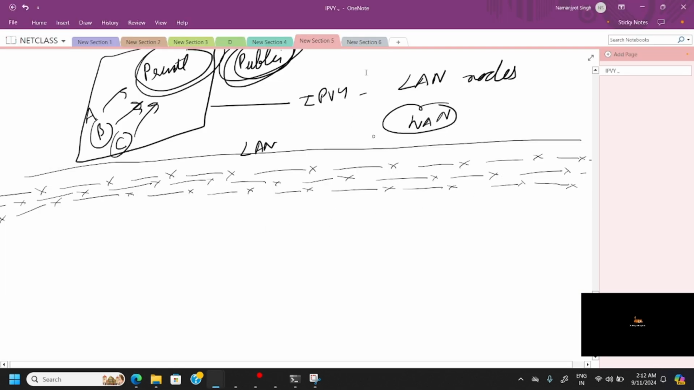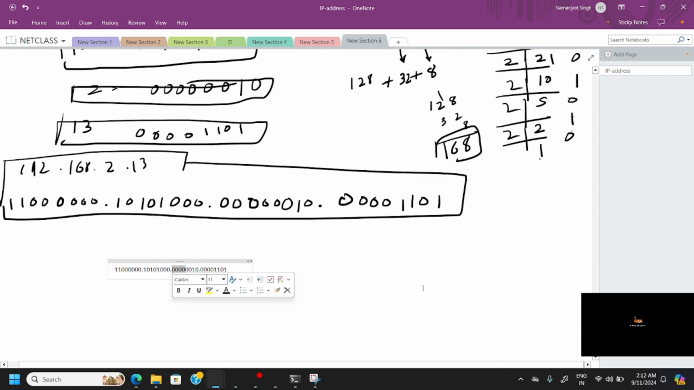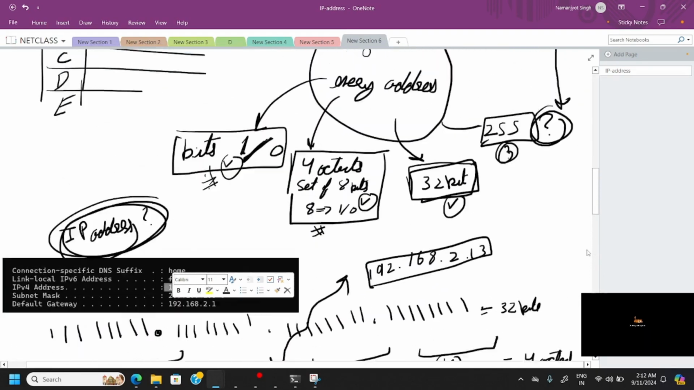So in the backend, when you talk about this, it is nothing but this. This is how you represent it. Okay, you can see it's the same. So this is how you represent the IP address, and this is the significance of the IP address. So coming back to the question, why this question, right?